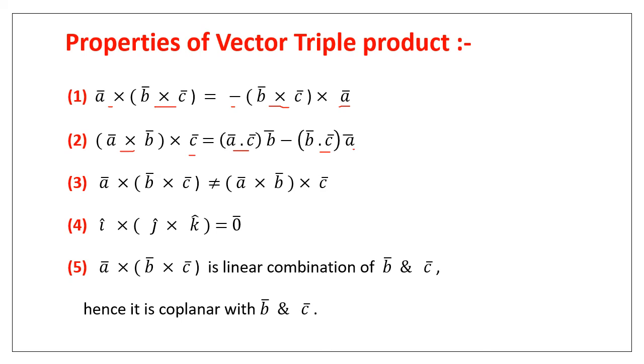using the definition. Then A bar cross (B bar cross C bar) is not equal to (A bar cross B bar) cross C bar. If we have i cap, j cap, k cap, the 3 unit vectors, then their vector triple product is equal to 0 bar. Next, A bar cross (B bar cross C bar) is a linear combination of B bar and C bar. See, the bracketed quantity is B cross C, which is a linear combination of B bar and C bar, and hence it is coplanar with B bar and C bar.